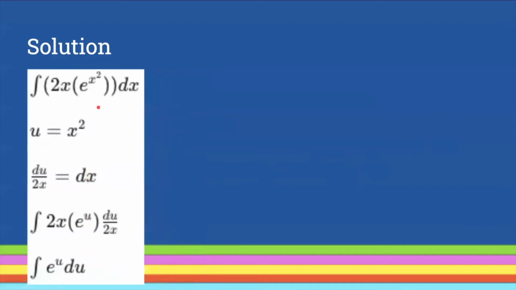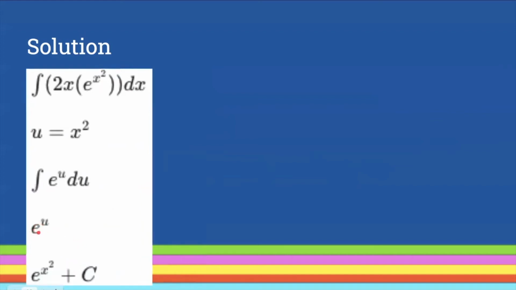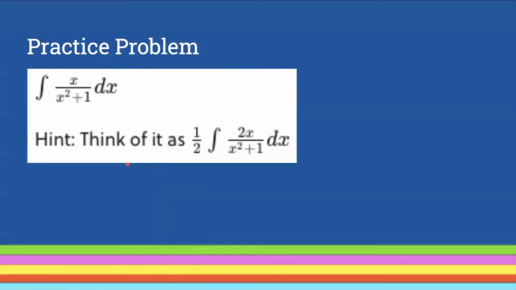All right, and then you substitute. So x squared is equal to u, and dx is equal to du over 2x. So now we have 2x in the numerator and the denominator, so they cancel each other out, leaving us with the integral of e to the power of u du. And we know that that is just e to the power of u. And then unsubstituting u equals x squared, we get that the final answer is e to the power of x squared plus c.